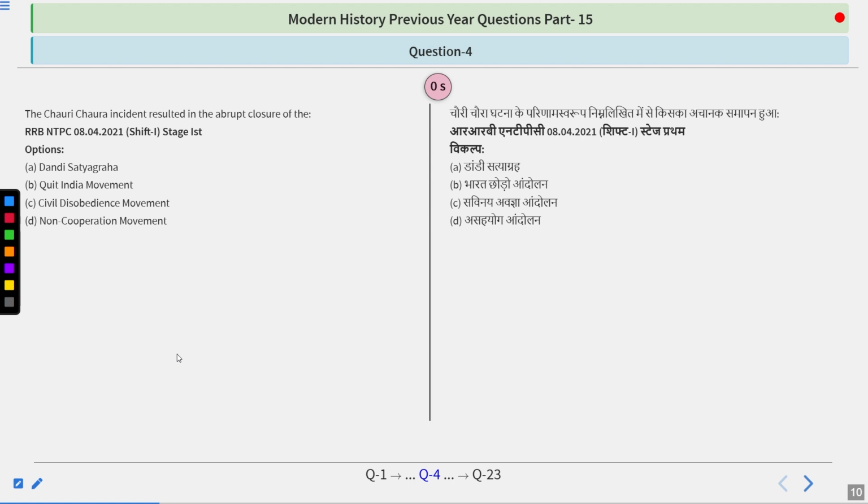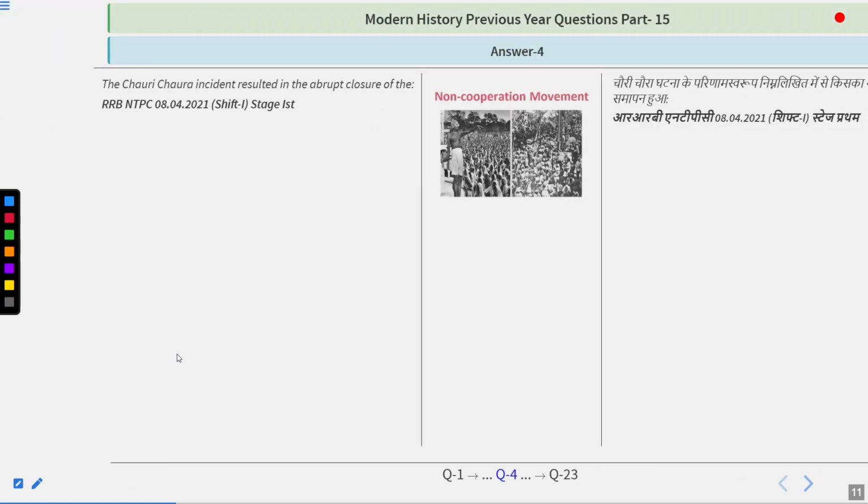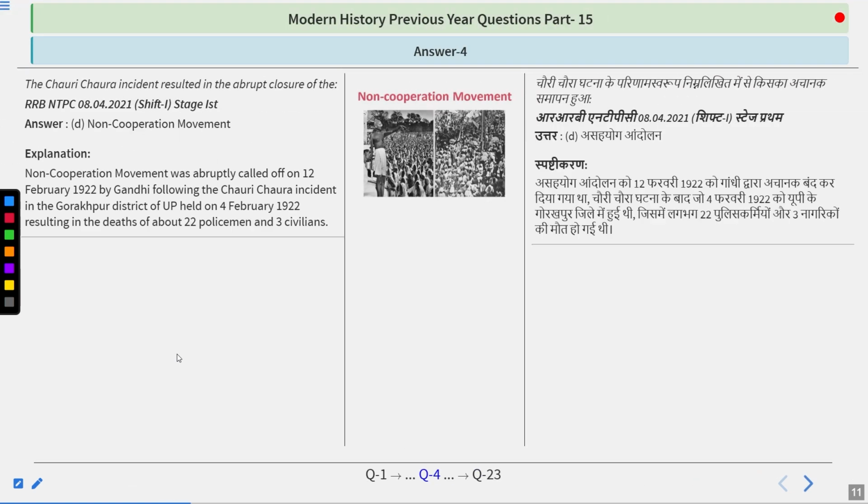And I guess the answer you're looking for is quite simple and in front of you right here. That is the non-cooperation movement. The non-cooperation movement was abruptly called off on 12th February 1922 by Gandhi following the Chauri Chaura incident in the Gorakhpur district of UP, held on 4th February 1922, resulting in the death of about 22 policemen and 3 civilians.